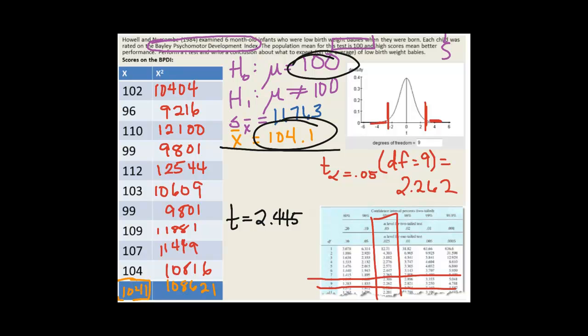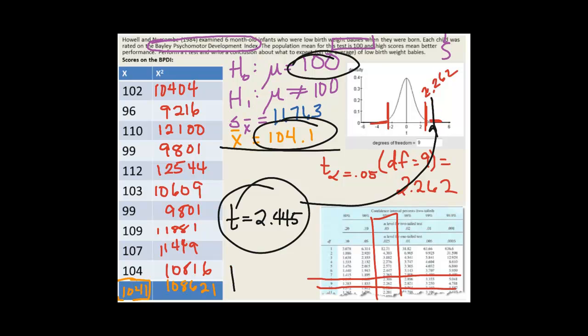Take your calculated t-test statistic, which is 2.445. So reminder, the critical value was 2.262, and my t-test statistic does exceed that. So it would be in the rejection region. So yes, I can reject the null hypothesis.